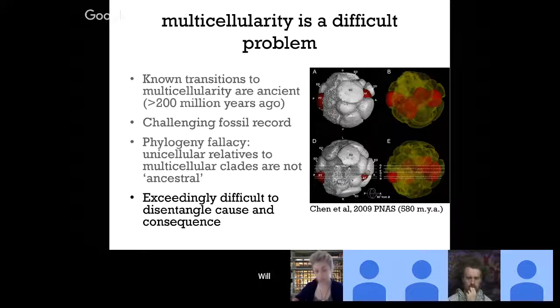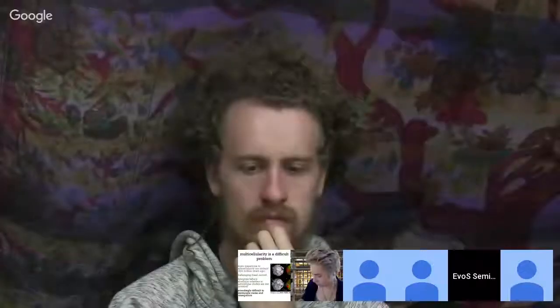So for example, is the much larger genome of animals compared to choanoflagellates, is that increased genome size a reason that they went multicellular in the first place? Or is it a consequence of 600 million years of multicellular adaptation? It's hard to pull these things apart.